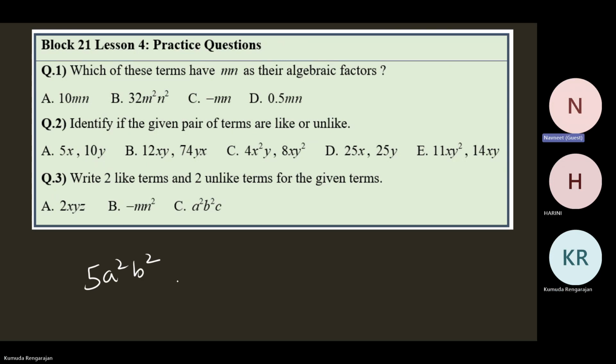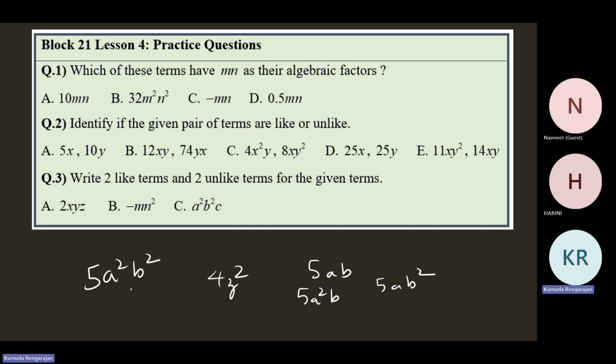Ma'am, we can write any expression, not formula, any expression, like 4z square and p cube. You can write 5ab, you can write 5a square b, or you can write 5ab square. All these are unlike. Yes, ma'am. Like anything we can write.